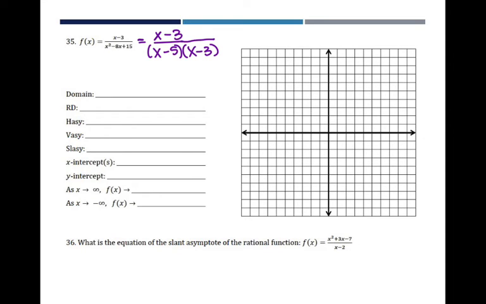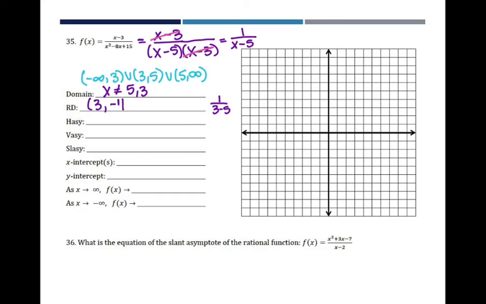Okay, let's see. So my x minus 3s are going to cancel. That leaves me with nothing on top, but really there is something on top. It's a 1 over x minus 5. That's my leftover. So my domain, x cannot be 5 or 3. So I'm going to go from negative infinity to 3, 3 to 5, 5 to infinity. And the hole is going to have an x coordinate of positive 3. Let's plug it into the leftover. That gives me 1 over negative 2, so negative 1/2.